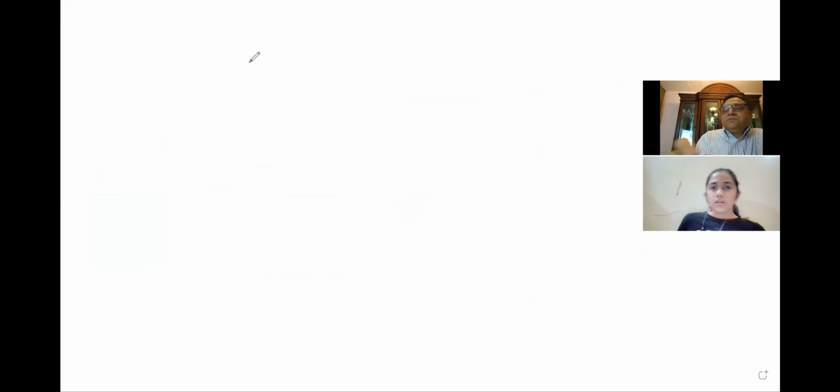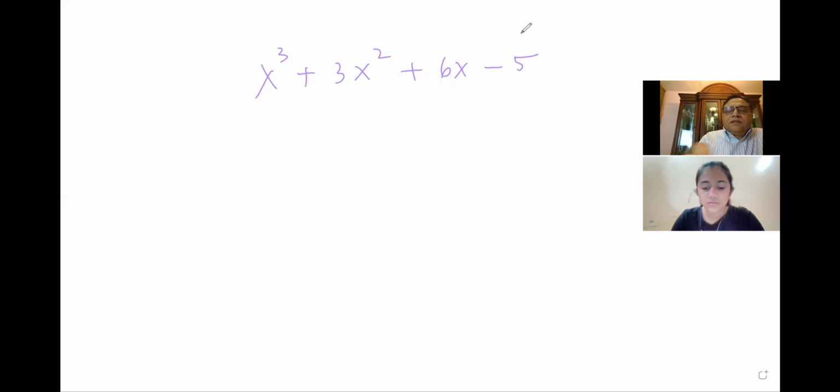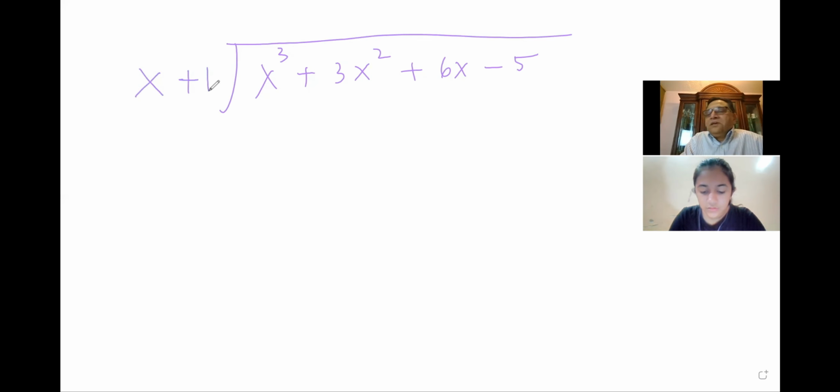Let me take a simple case. I'm writing here x cubed plus 3x squared plus, let us say, 6x minus 5. Let us say this is my division, and I have to divide this by, let us say, x plus 1. So now we are dividing a cubic expression by a binomial.